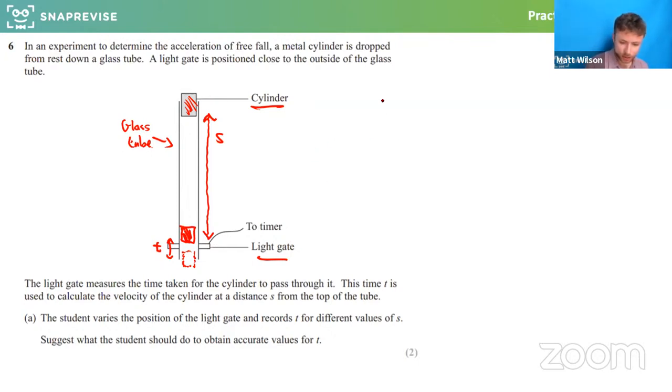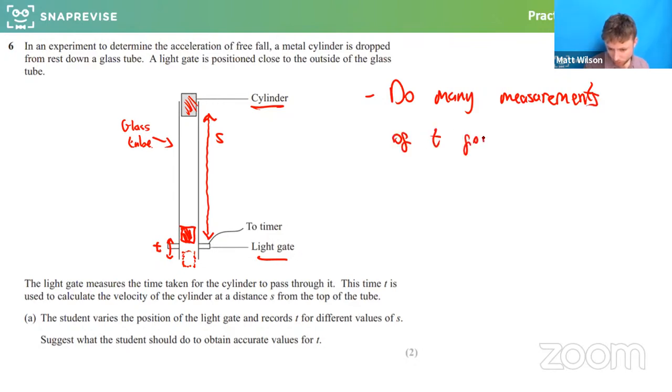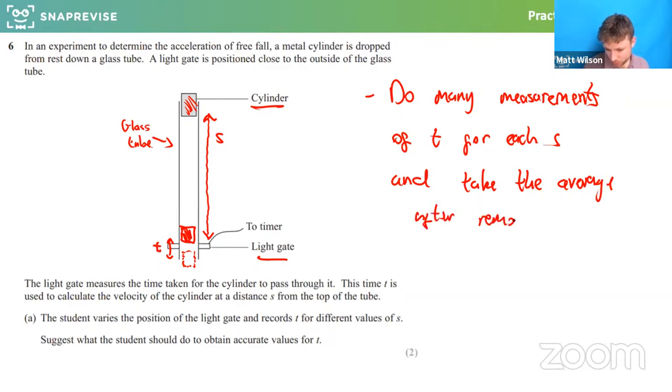So yeah, the absolute classic is do many measurements of t for each s and take the average after removing random errors. Okay, so that's plenty good enough to answer this question.